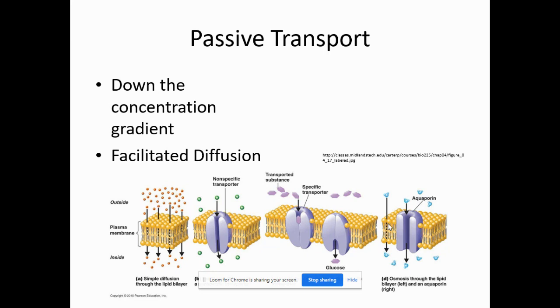Now, if a membrane protein or something is needed to facilitate diffusion, it's called facilitated diffusion, but it's still passive transport because energy input is not needed.